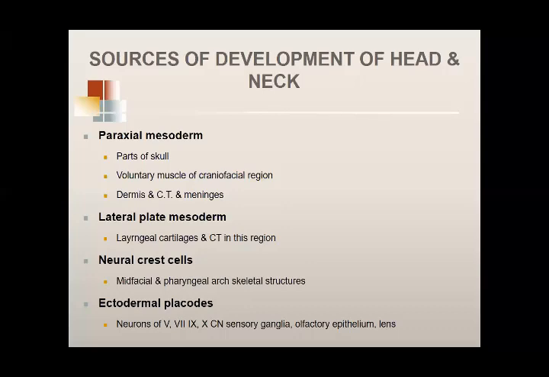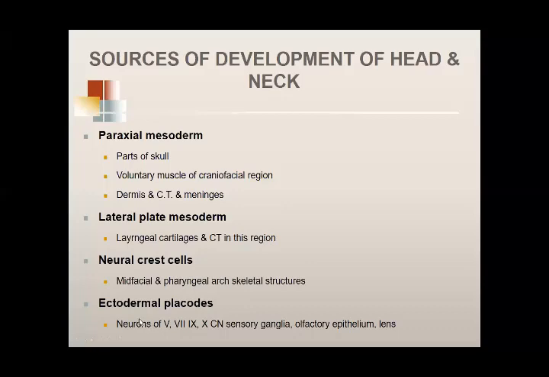pharyngeal arches. Mesenchyme develops from neural crest cells. This mesenchyme then develops into the skeletal structures in the developing pharyngeal arches. Now we will do this in detail. This is a major contribution. Neural crest cells play a major role in the development of the pharyngeal arches.